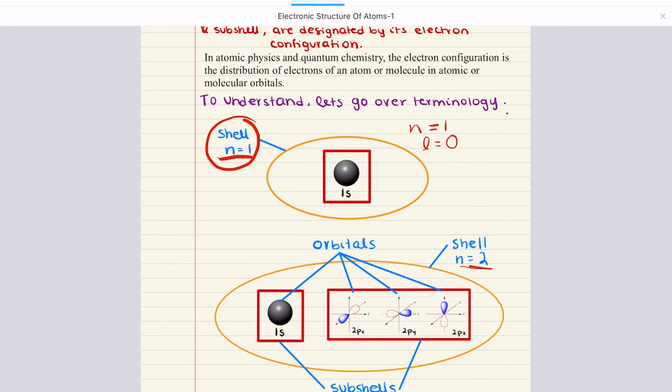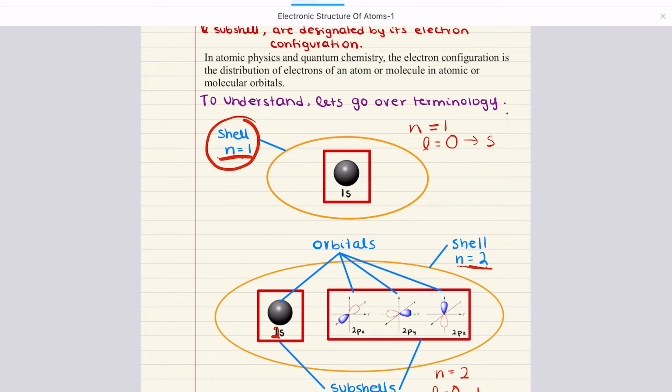But for n minus 1, the only possible value here is going to be 0. Now, L equals 0 refers to the S subshell. Now, if we look at the n equals 2 shell, when n equals 2, L can be 0 or 1, where 0 refers to our S subshell and 1 refers to our P subshell. And we see both of those subshells here, our 2s and our 2p subshells.